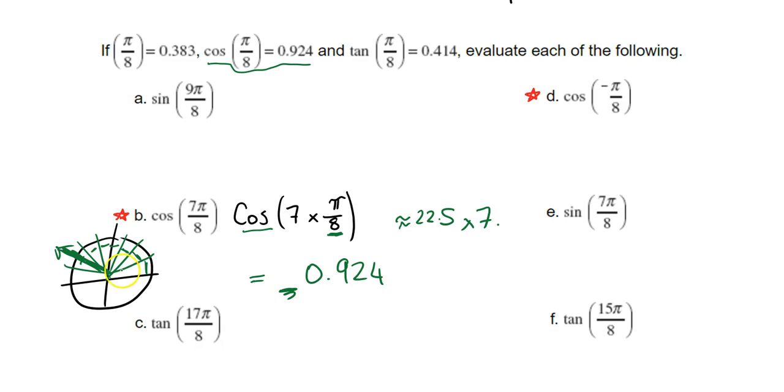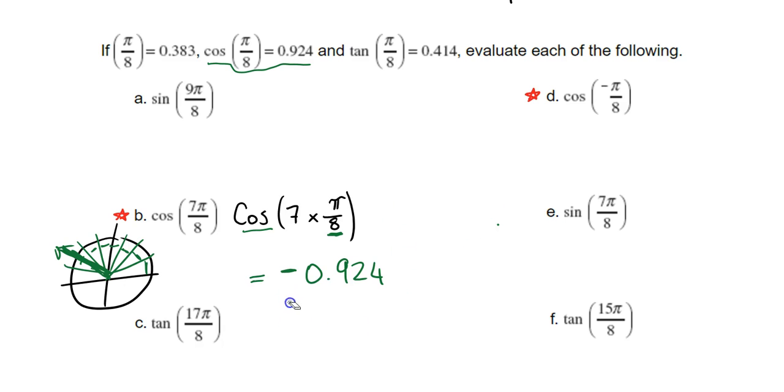So I'm going to follow my little picture here. I'm a visual person. I've got my line there. That is in the second quadrant where only sine is positive. So my answer is going to be negative 0.924.